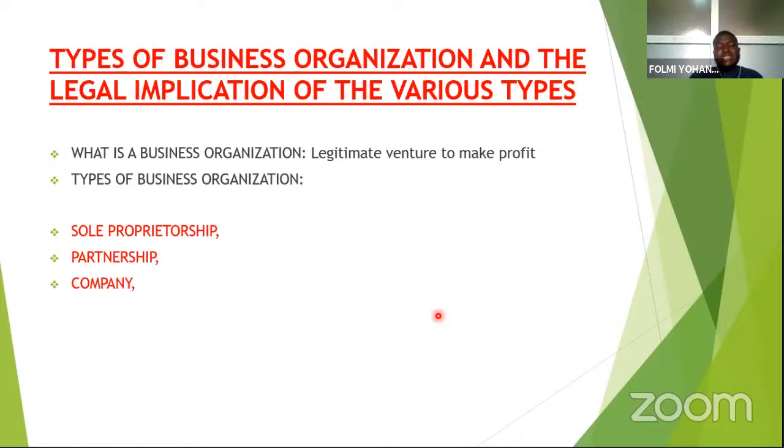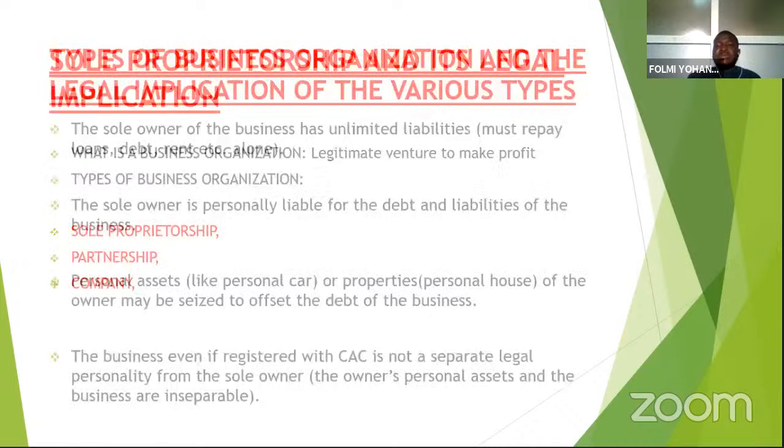So when we talk of business organization, we are talking of legitimate ventures to make profit. You are into that venture to make profit, and it must be legitimate, not illegitimate. So what are the types of business organization? We have the sole proprietorship, we have the partnership, and we have company. So let's quickly look at sole proprietorship and its legal implication.